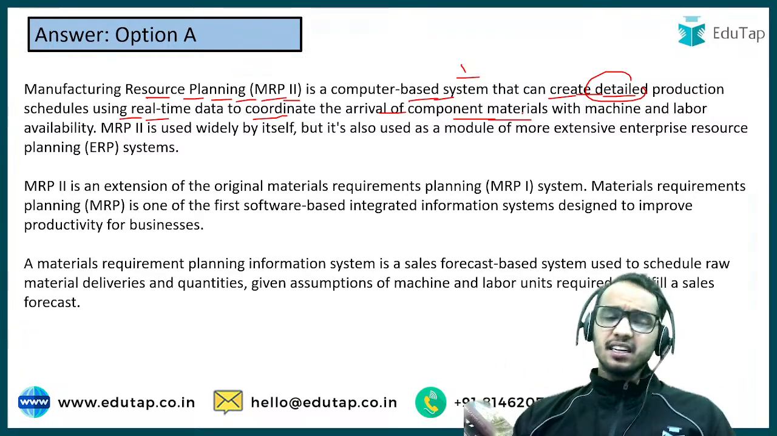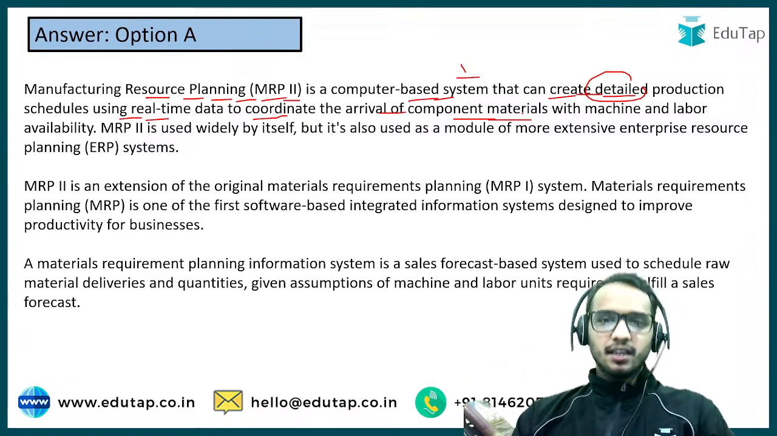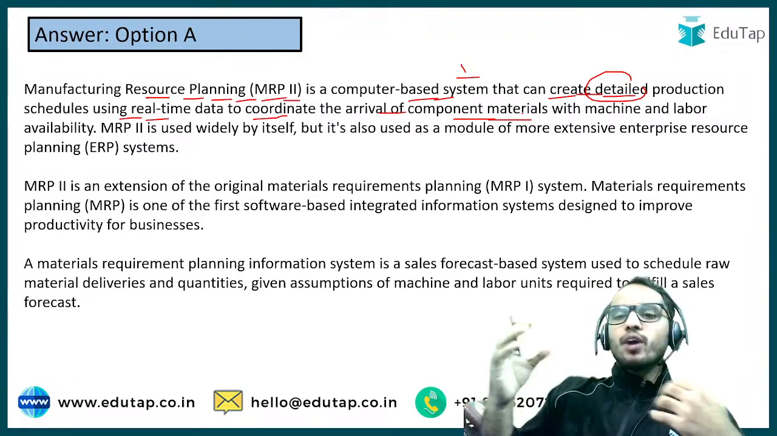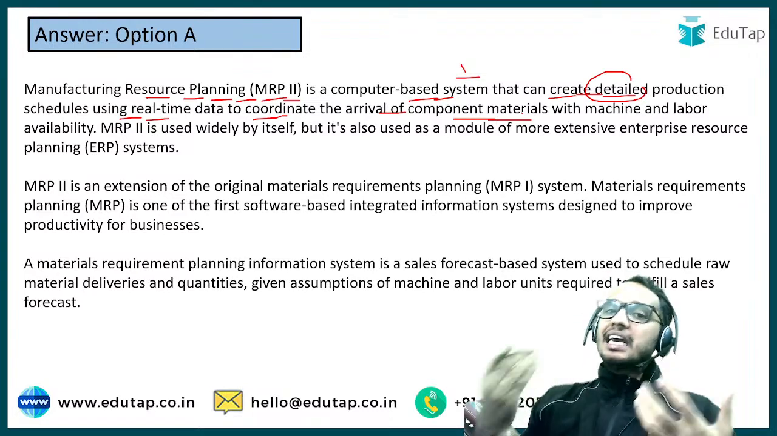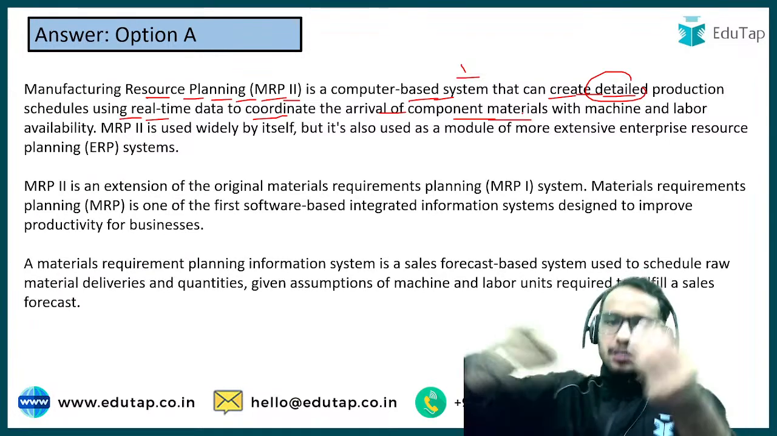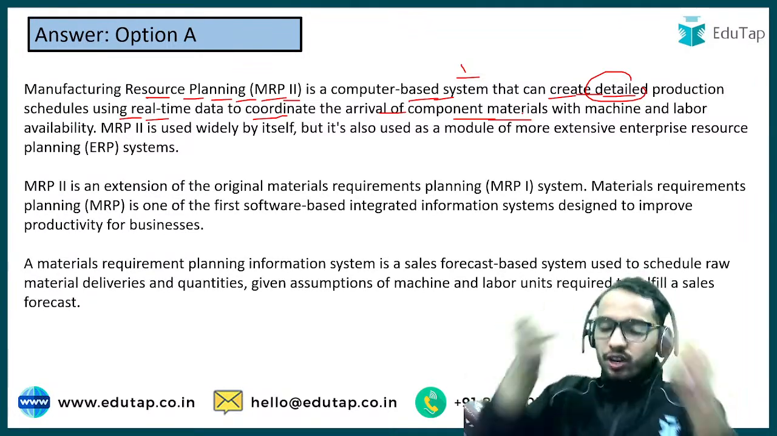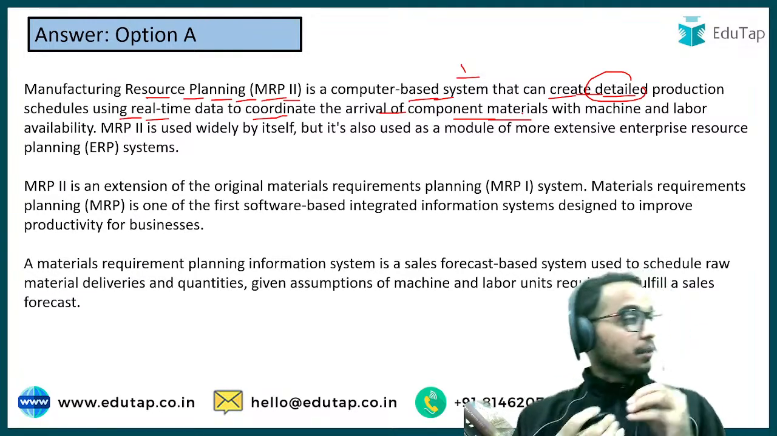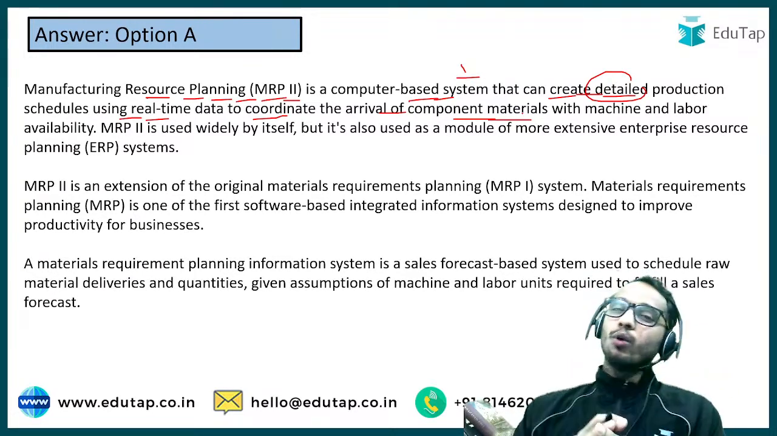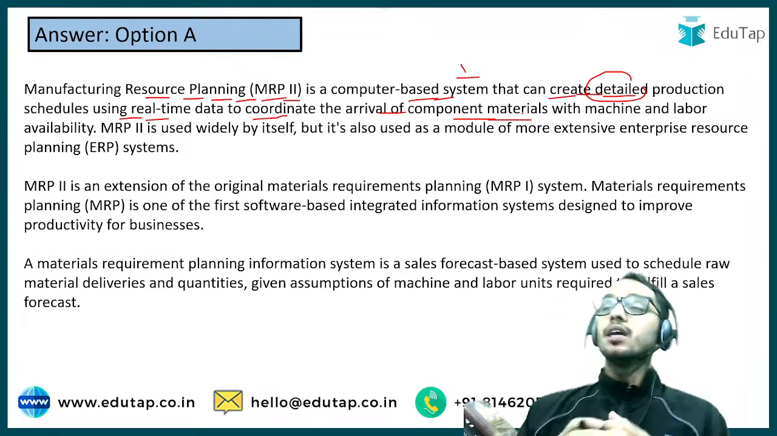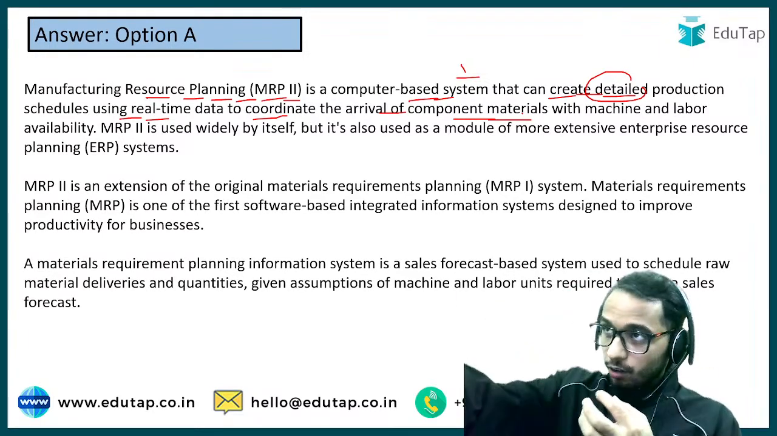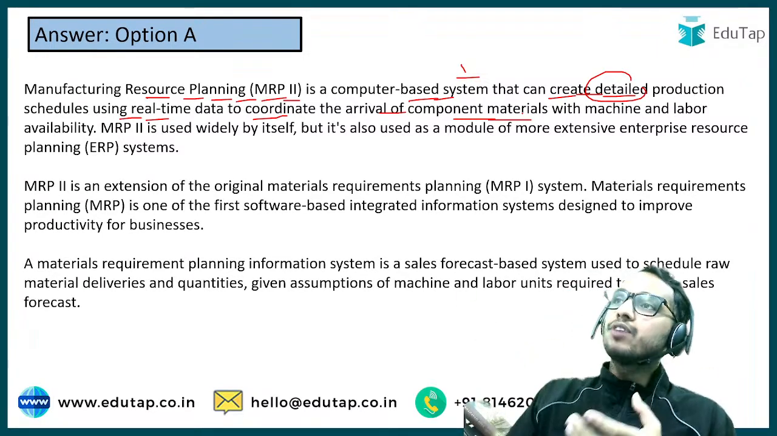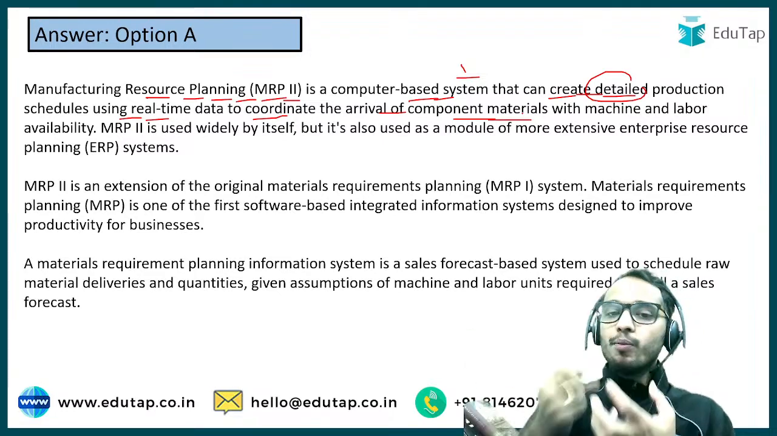So it's a design technique, a resource planning technique, okay? A computer based software system in which, as a firm, we try to create the production schedule with respect to the availability of labor, the availability of machinery, and the availability of raw material. So at what time we are going to ask for raw material from the supplier.